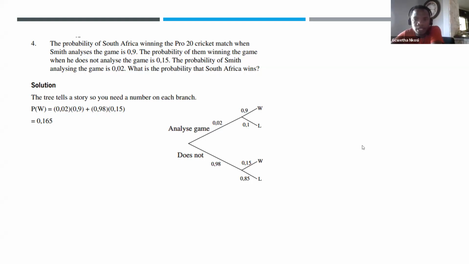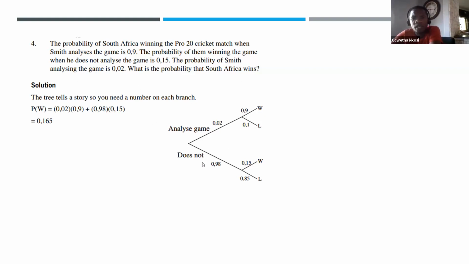Yes, so this is the 1. So 1 minus 0.02 is 0.98. So here it does not, here it does. Now remember, when he analyzes the game, we go back. The probability of South Africa winning the Pro 20 cricket when Smith analyzes the game is 0.9. So we go along analyzing the game, and we find that it is 0.9 of winning. So what is left? It means that 0.1 will go for losing.